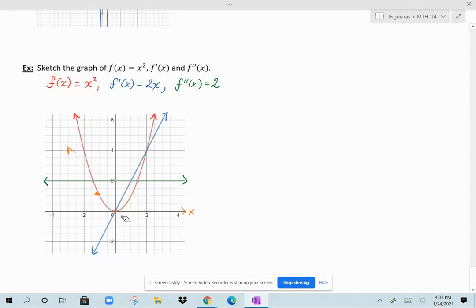And then looking at f prime, it has a constant slope because it is a line. It's got a constant slope of 2. It doesn't change as you move along the line, and therefore its derivative is a constant, and a constant is drawn as a horizontal line. 2 is positive, and therefore this horizontal line goes through the value of 2, a positive value.